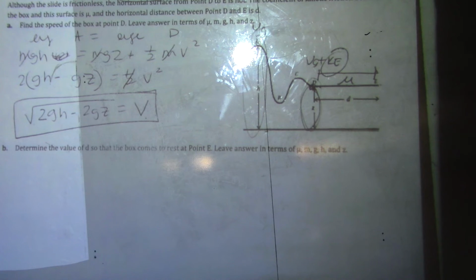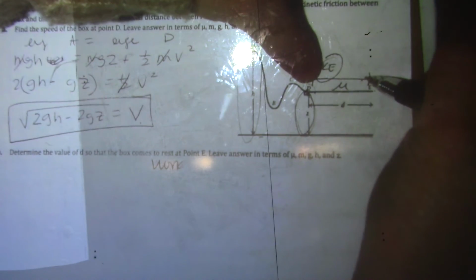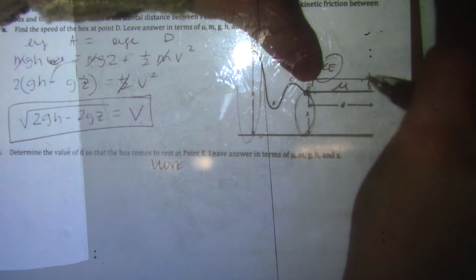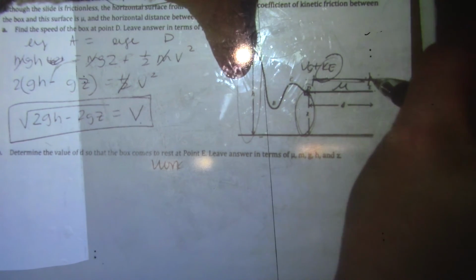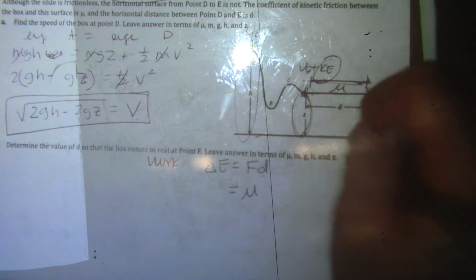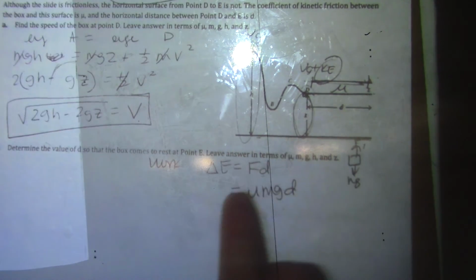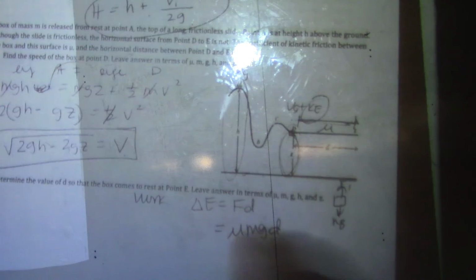B, determine the value of d so that the box comes to rest at point E. So from here to here, we're obviously doing work because if it comes to rest, it's losing kinetic energy, and it's not like it went into potential because the height didn't change, it's level. So I'm going to use work, which tells me that the change in energy equals Fd. Specifically, the force that's doing the work is the friction force, so that's going to be mu Fn. In this case, Fn is just going to be equal to your mg. So mu mgd gives me my work done, and that is also equal to my change in energy.